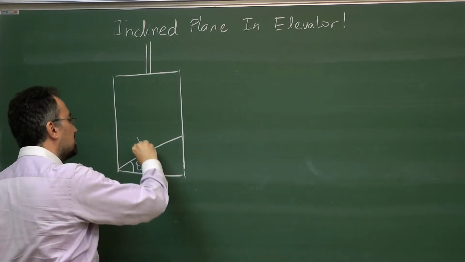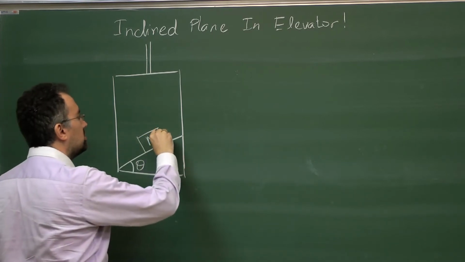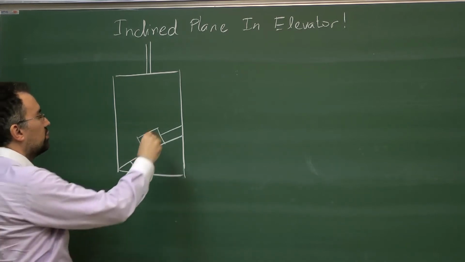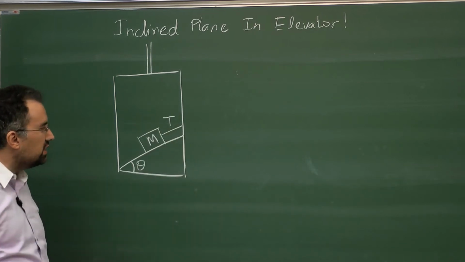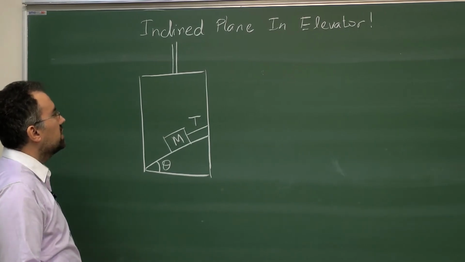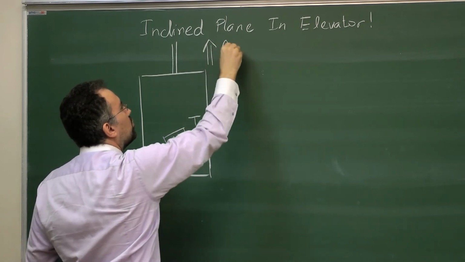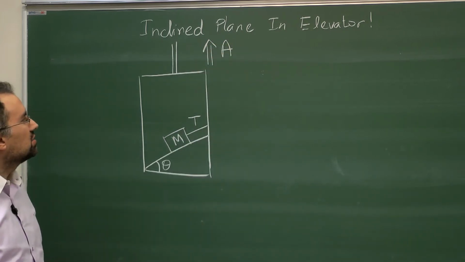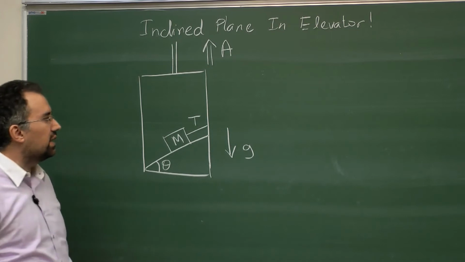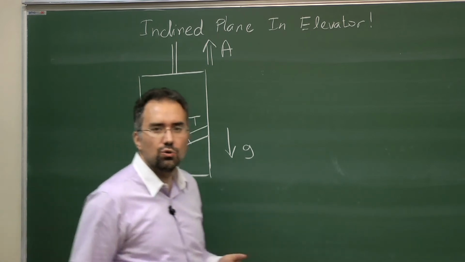I have a mass m sitting on the inclined plane, which is tied to the wall with a string. Of course, the string has a tension T, which holds the mass in place. And the trick is that the elevator is accelerating upwards with acceleration A. Of course, there is gravity down. We're supposed to find the tension in the rope.